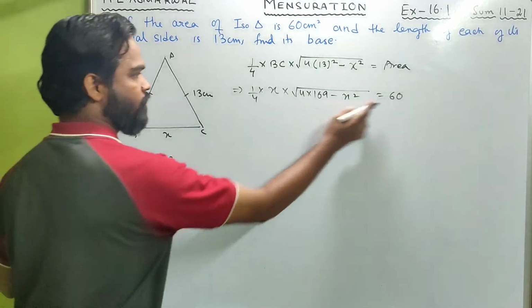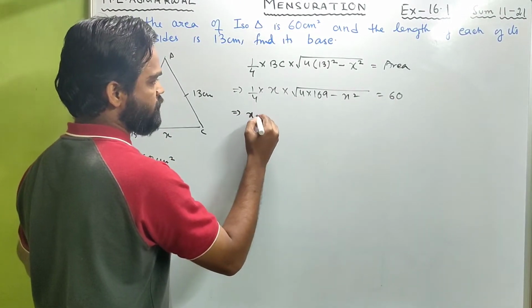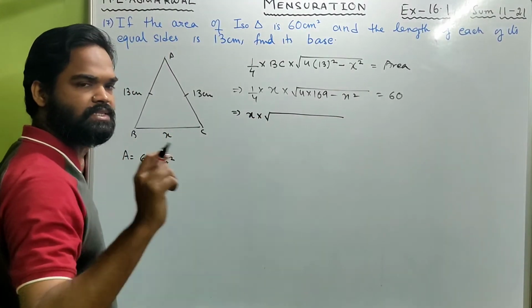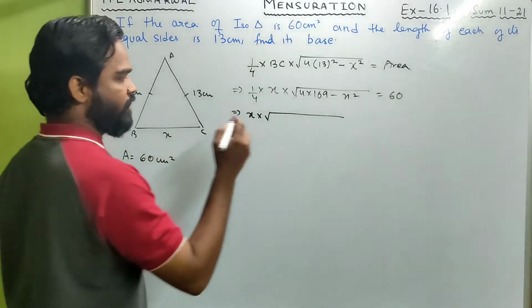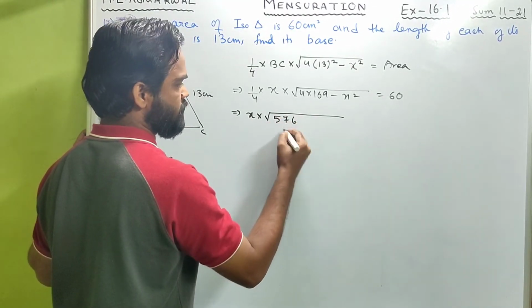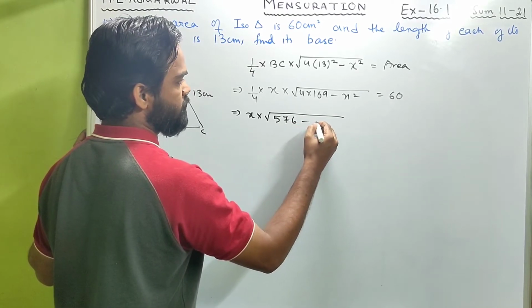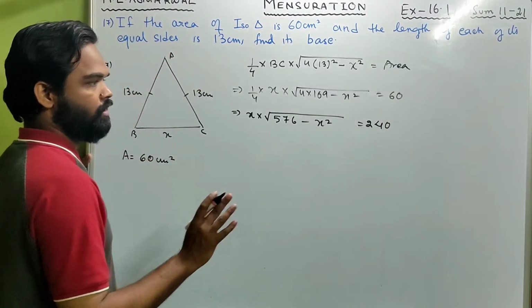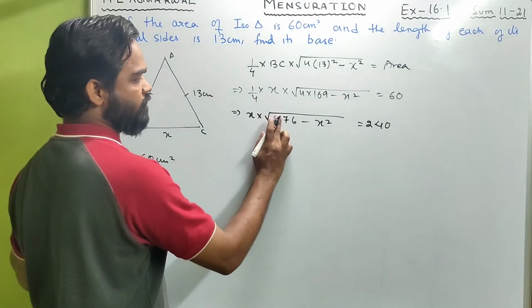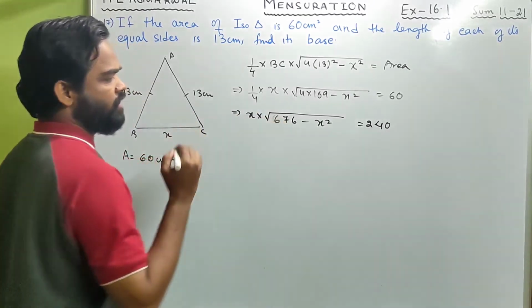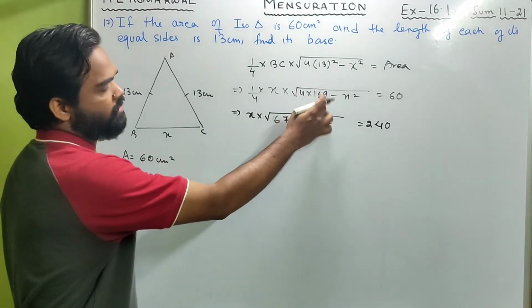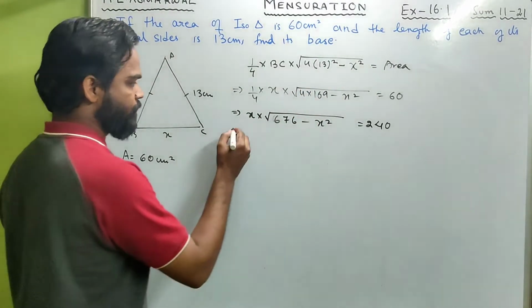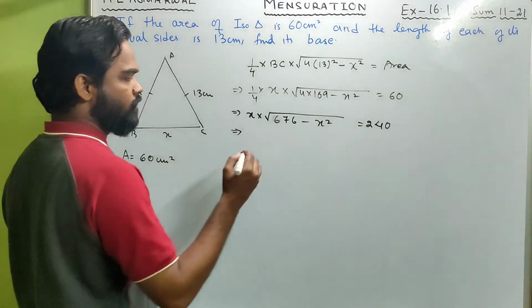Look carefully. First of all, 4 goes over there, so it becomes x multiplied by square root of, this is how much? 4 multiplied by 169, that's 676. Minus x square is equal to 240. Look carefully. 4 9s are 36, 24, 27, yeah, 676, okay? Now, what we'll do, squaring both sides.